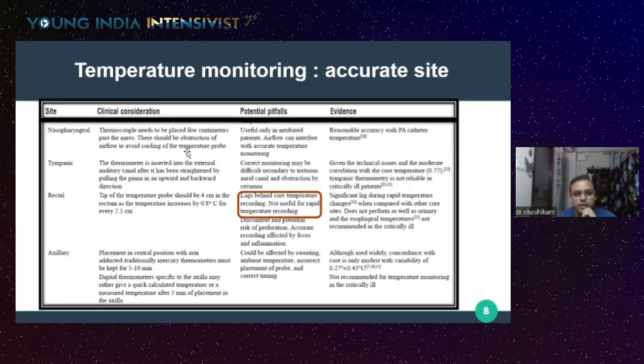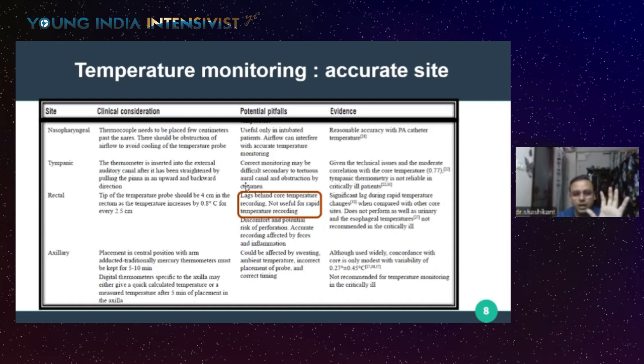When it comes to the nasopharynx, it is reasonably accurate, but it can be used only in intubated patients, and the airflow around the catheter can interfere with the temperature monitoring. With putting a catheter in the ear canal, again it is difficult. The pitfall is it is difficult if the ear canal is tortuous, and it can also cause a lot of discomfort and pain to the patient. But the reliability or correlation with the core temperature monitoring is not very great.